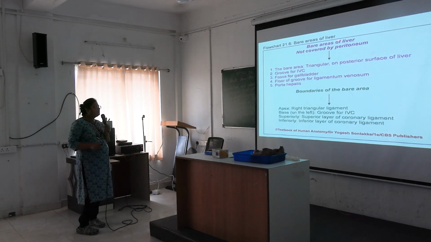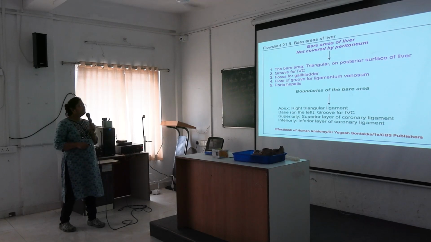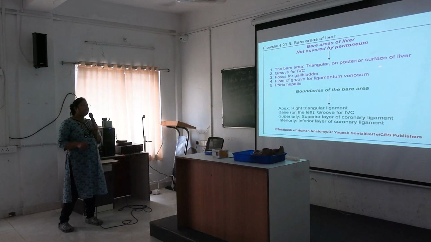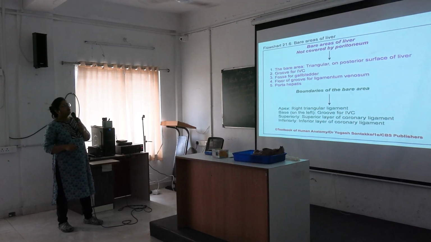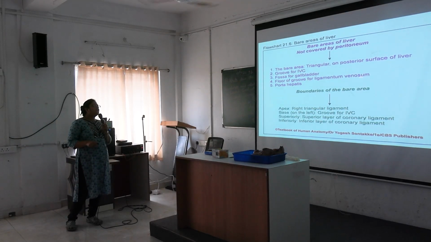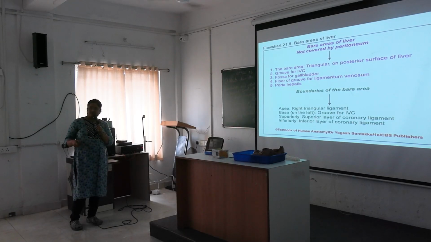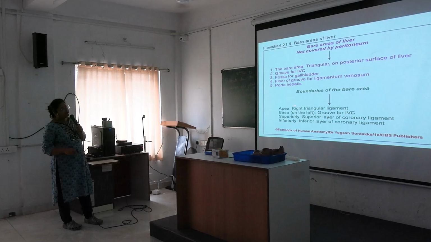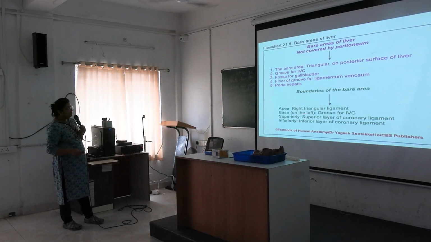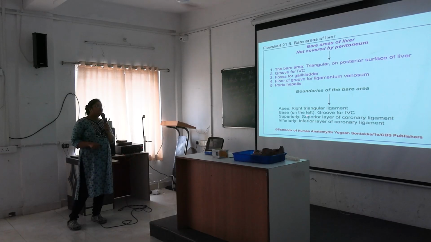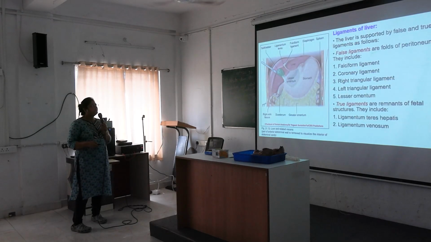So the bare areas of the liver are not covered by peritoneum. The bare area is triangular, on the posterior surface of the liver. Others are the groove for IVC, fossa for gallbladder, floor of the fissure for ligamentum venosum, and porta hepatis. And these are the boundaries of the bare area. The apex is formed by the right triangular ligament, the base on the left side is formed by the groove for IVC, the superior layer of the coronary ligament, and inferiorly the inferior layer of the coronary ligament.